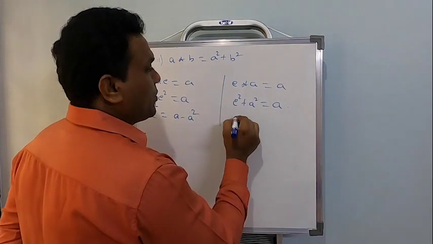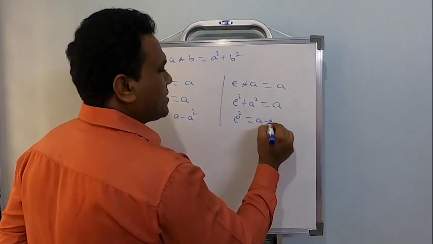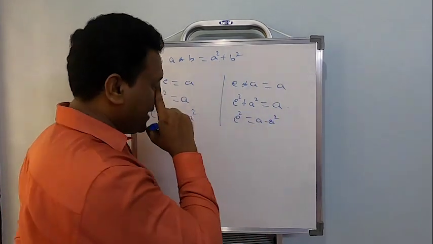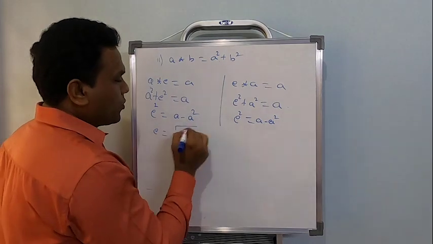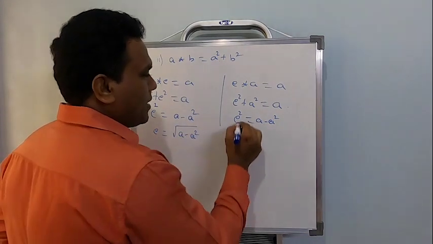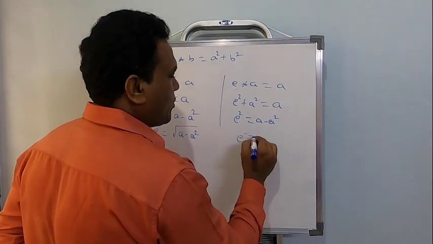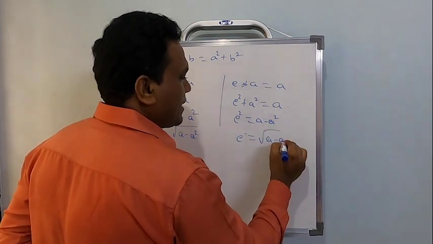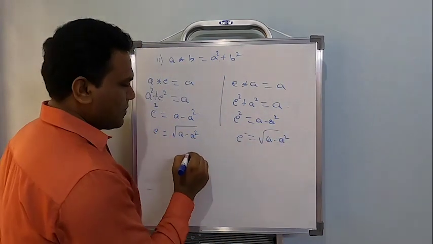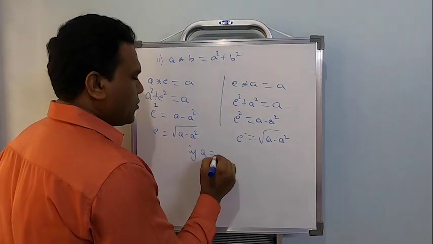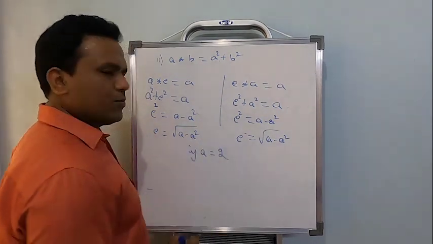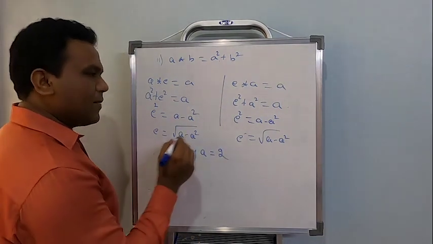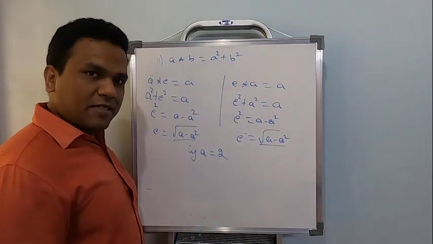And here what is the value? E square is equal to a minus a square. Clear? Right. So what is e equal to? Root of a minus a square. And here also e value will be equal to root of a minus a square. Let me check for an example. Suppose I put the value of a is equal to 2. Let us see what happens to this. Yeah, I got both of them to be the same.